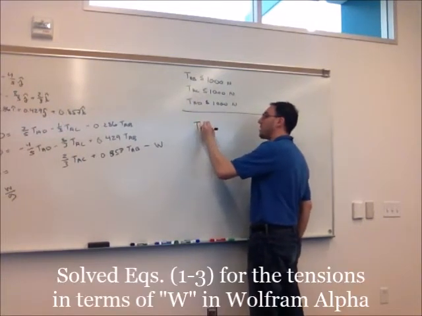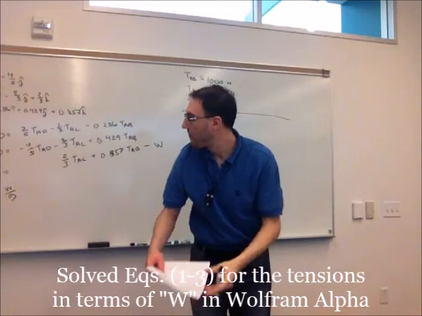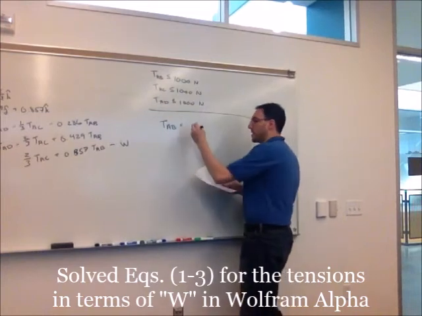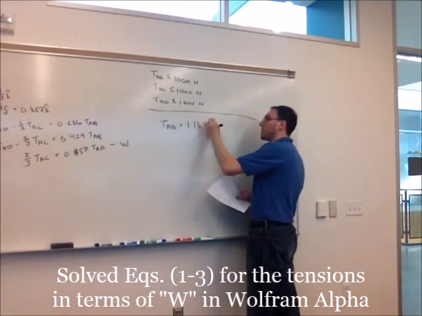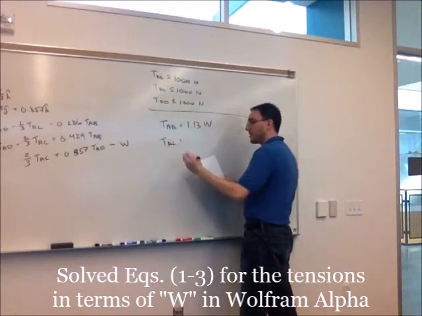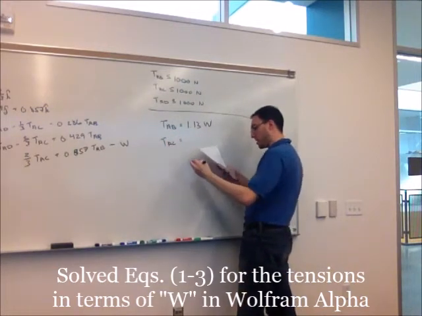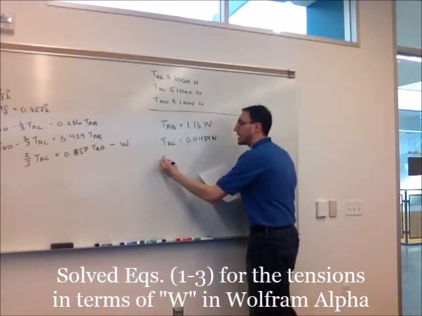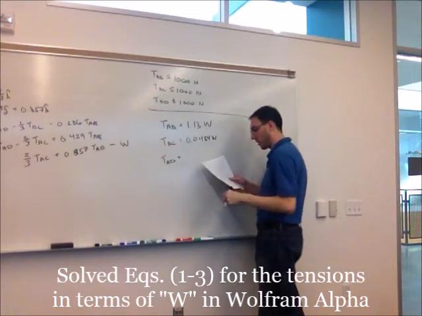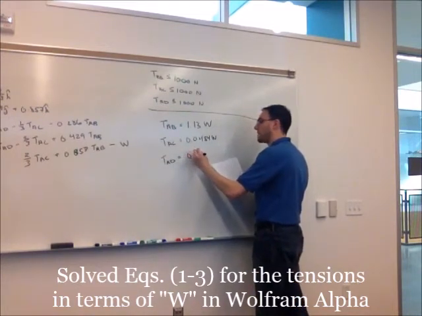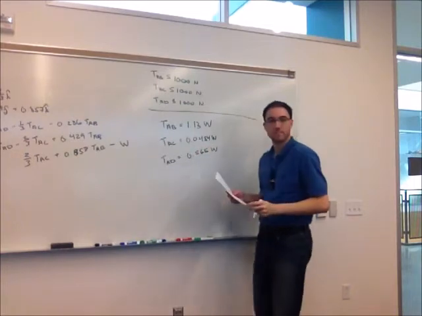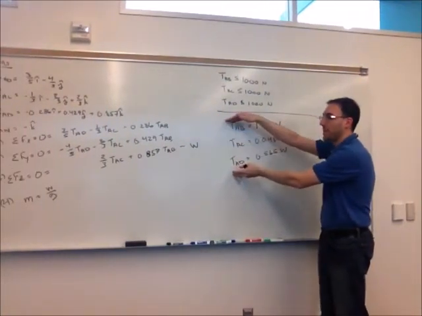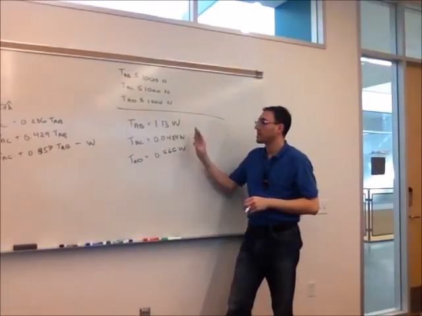So remember, X was TAB. So TAB, this is still from equations 1 through 3. I'm going to come back to these. But TAB is in decimal form 1.13 W. TAC, put that in decimal, is 0.0484 W. And TAD, from equations 1 to 3, is 0.565 W. So I just rearranged these three things and wrote them this way. All right, so that was the math step.